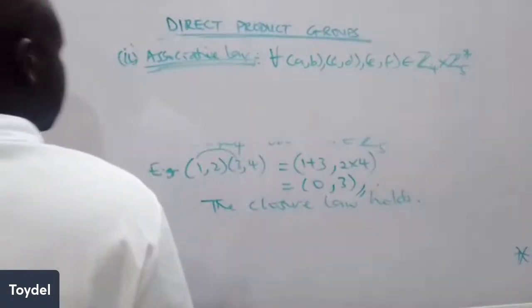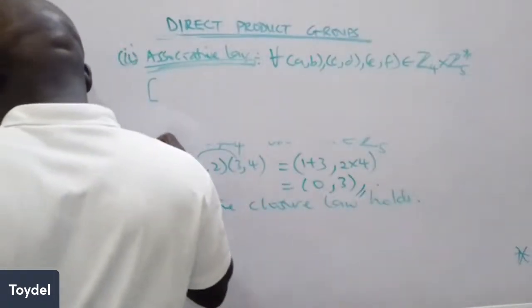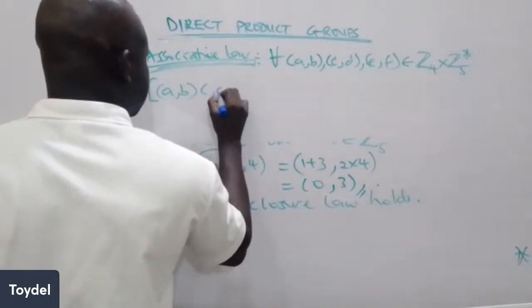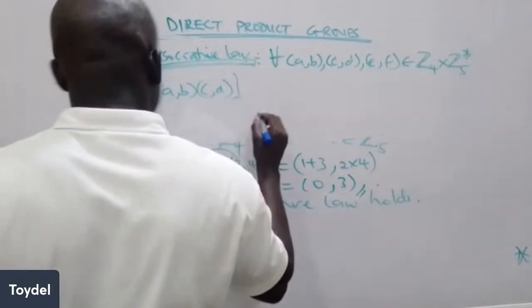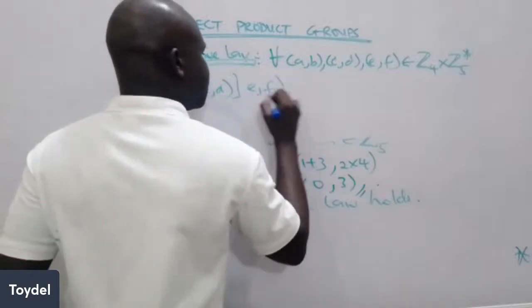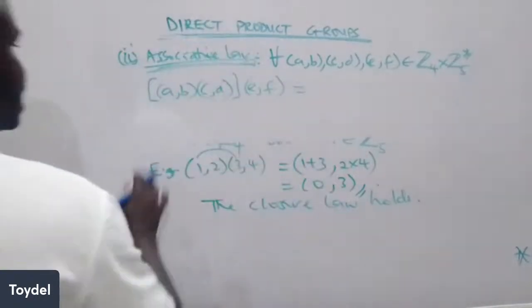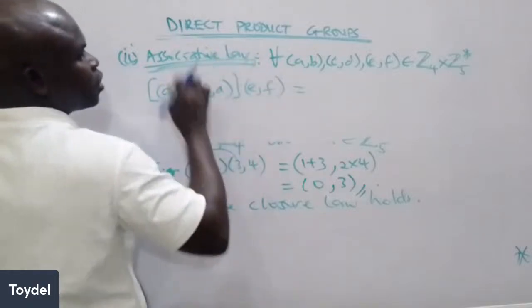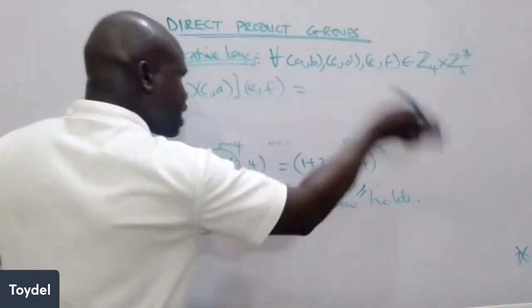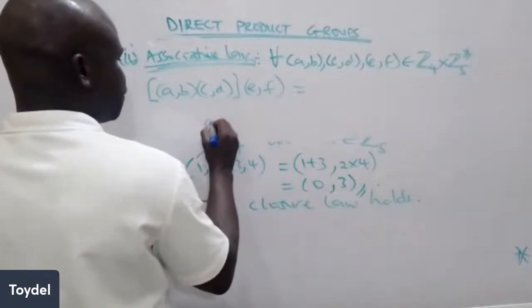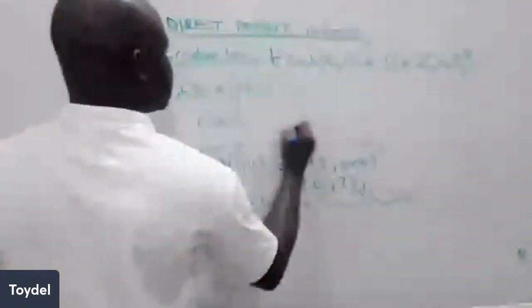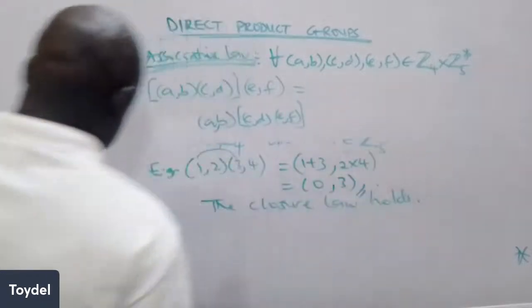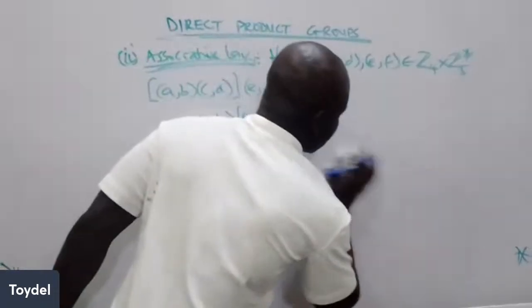Okay. For all this, can we get (A, B), (C, D), then multiply by (E, F)? Can we write this? That is just that we pick these first 2. We now get the result to multiply by this last one. Can we write it in such a way that we are going to have (A, B), then into brackets (C, D), (E, F)? That's what I'm about to do here now. If you're able to do that, then it shows that the associative law also holds.